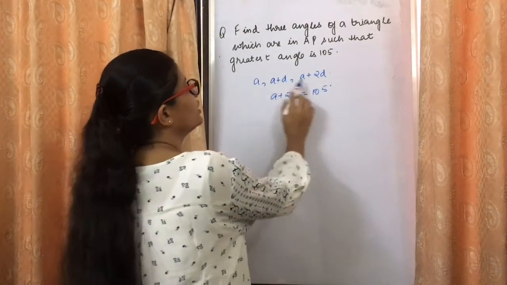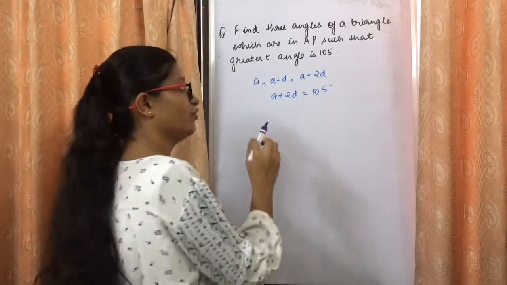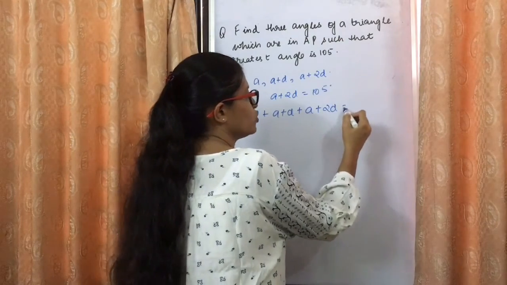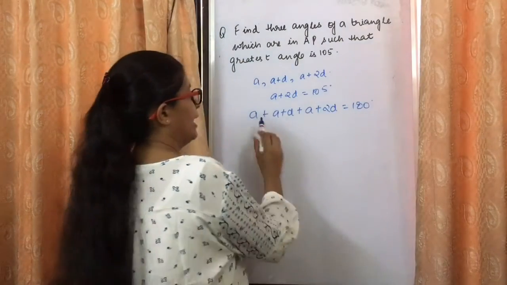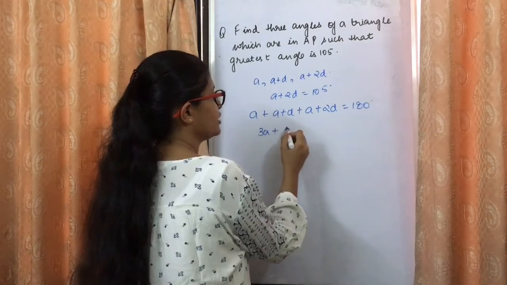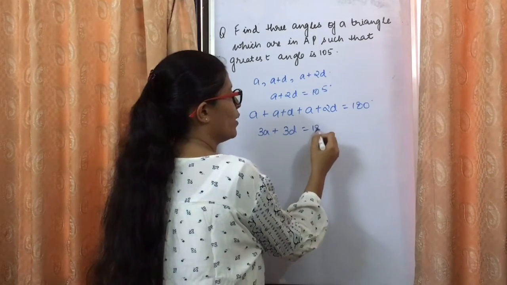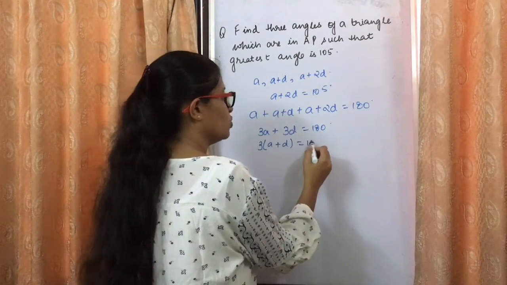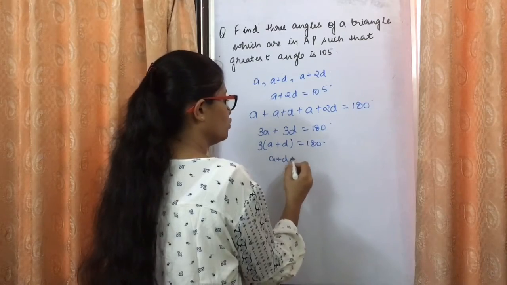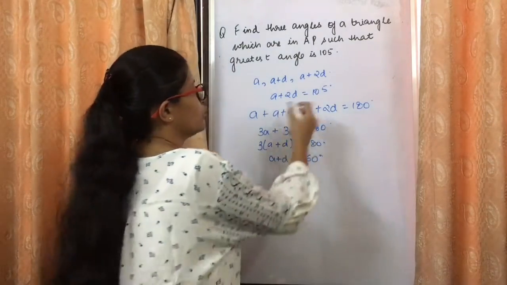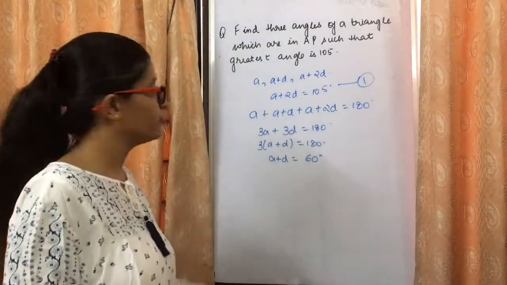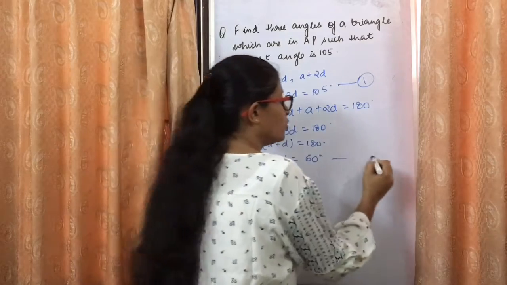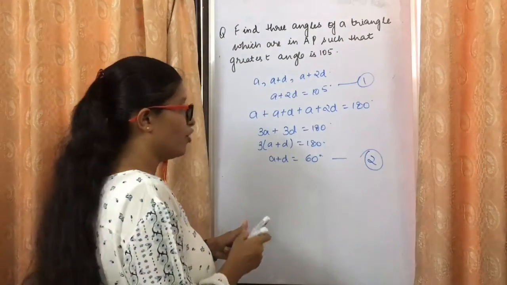And we already know the sum of all the three angles of a triangle will be 180 degrees. Applying that property, we get a plus a plus d plus a plus 2d is equal to 180. A plus a plus a gives you 3a plus 3d is equal to 180. Can we take 3 common? We will get a plus d is equal to 60 degrees. So this was one of the equations which we had, and the second equation is a plus 2d equals 105. Can we solve both the equations and find the values for a and d?